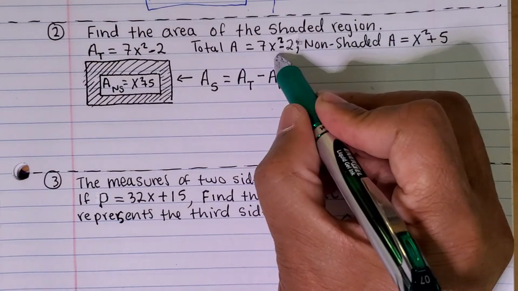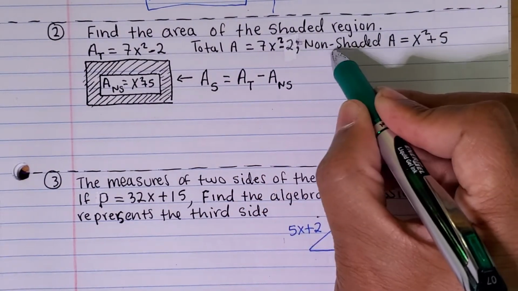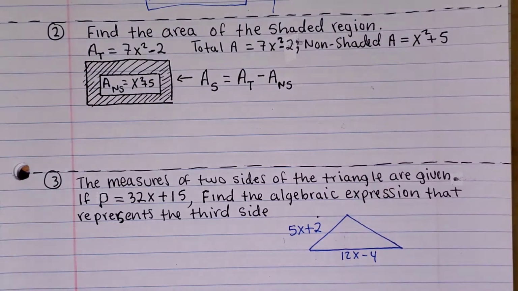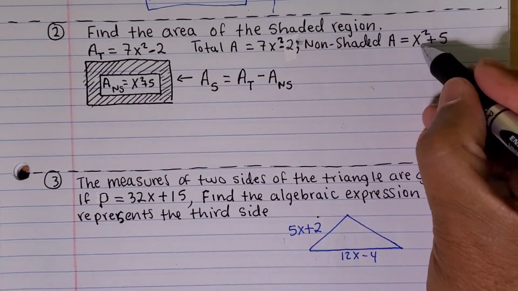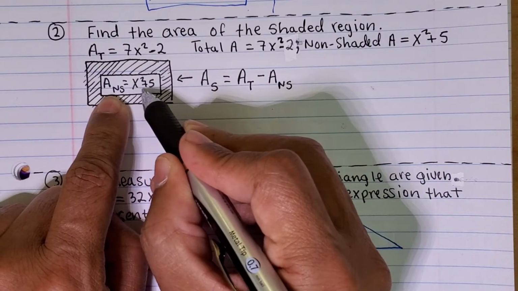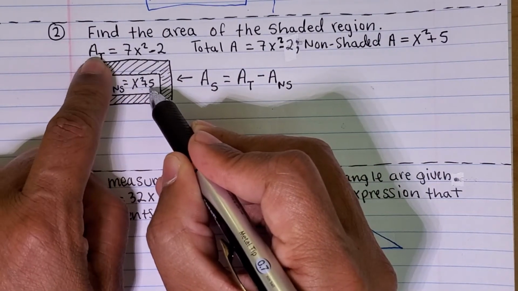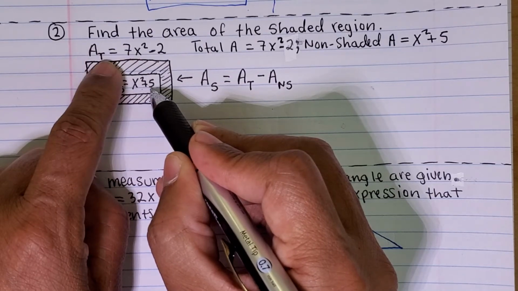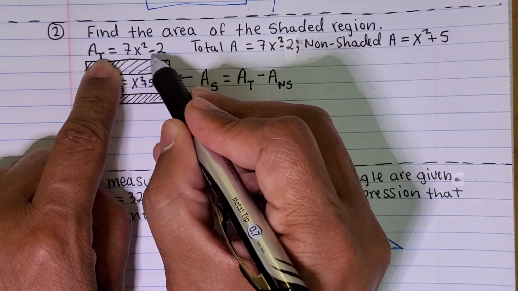So the total area is 7x squared minus 2, and the non-shaded area is, let me just add, okay, it's x squared plus 5. So NS stands for non-shaded, so x squared plus 5, and A sub T represents the total, T for total, so that's going to be the total area.